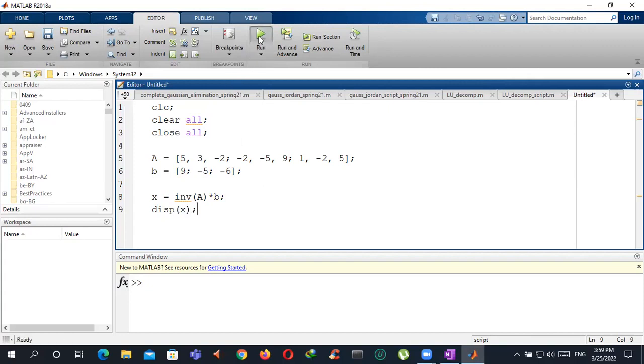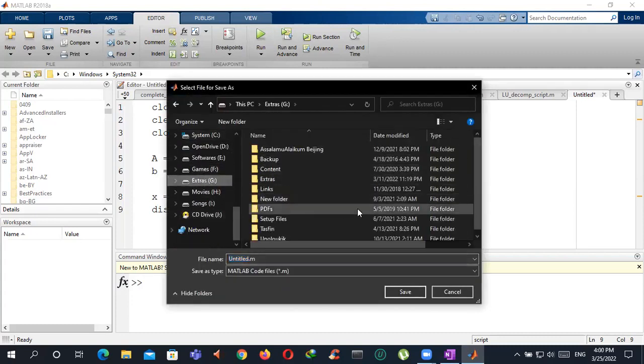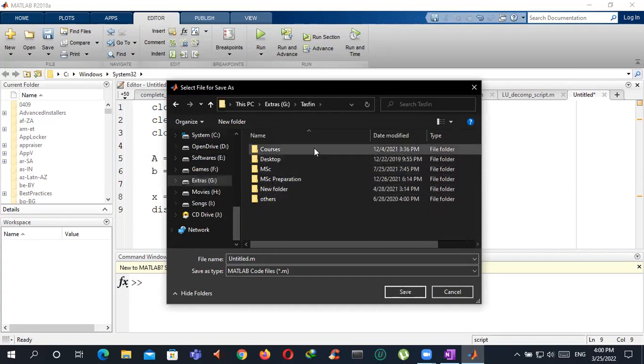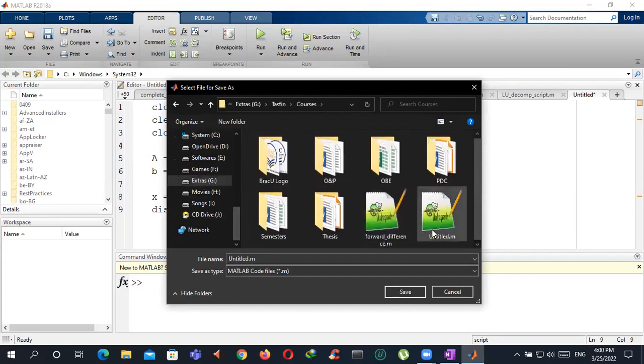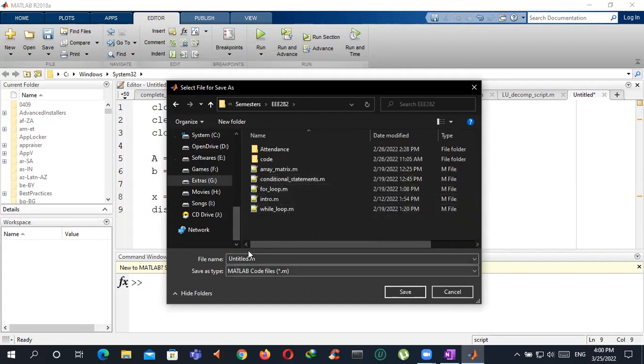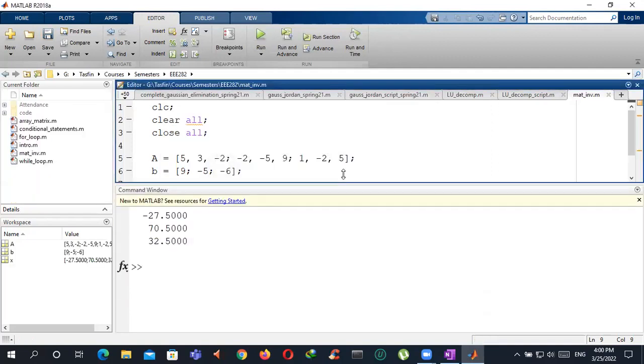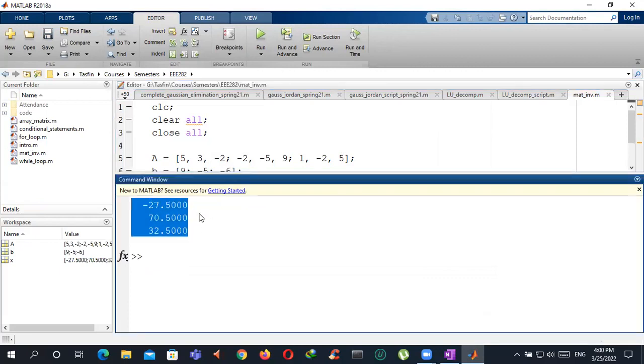So if I just run this code, let me save it as matinv. So here are the roots we have: minus 27.5, 70.5, and 32.5.